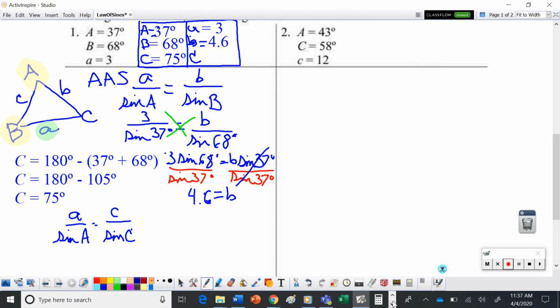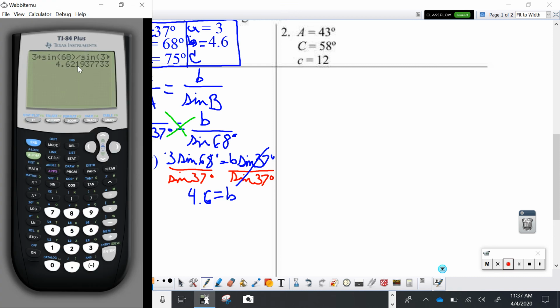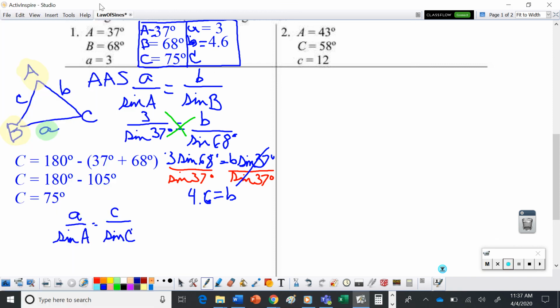Additionally, we round it. We take a look at the answer on the calculator. It's not 4.6. It's 4.621937733. And even that, there's more decimal places after it. The calculator just can't display them. So we're not going to use this 4.6. We're going to stick with the information that we're given, and we're going to go from there.